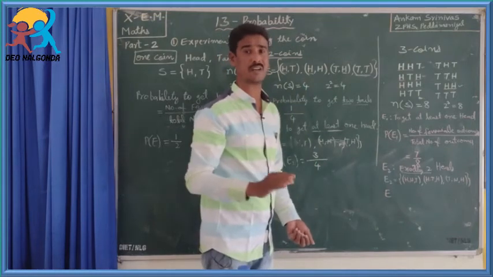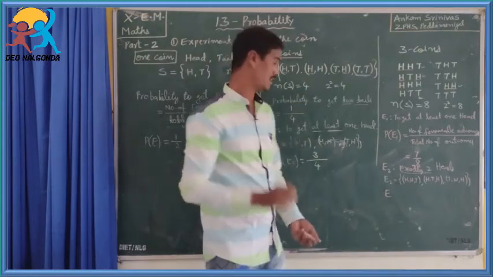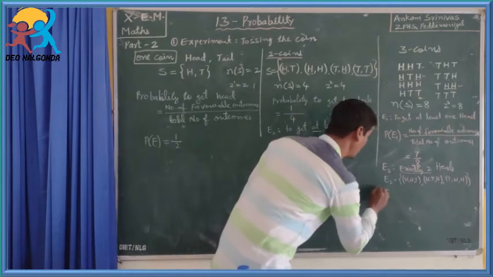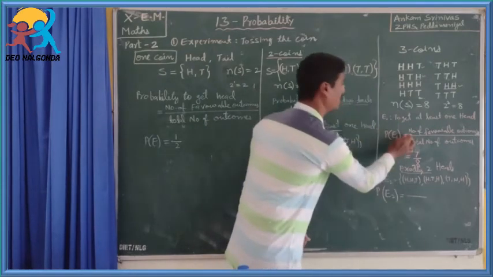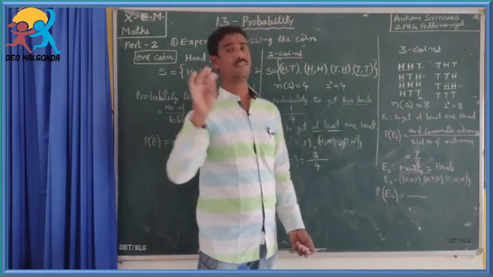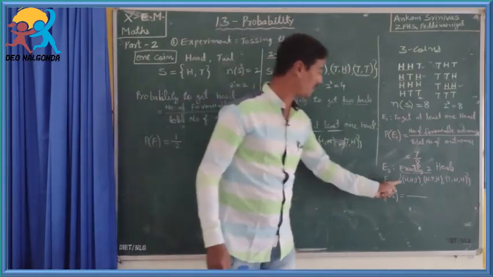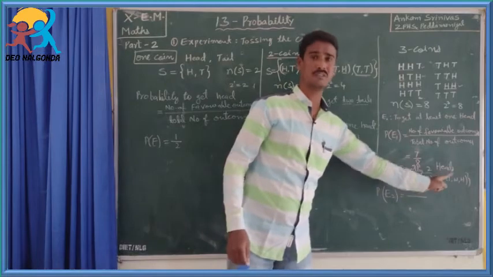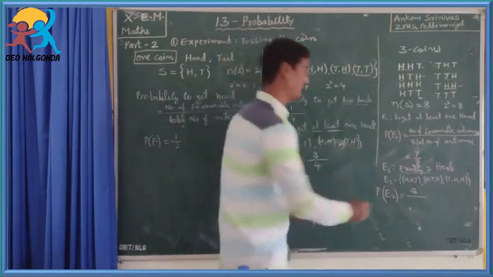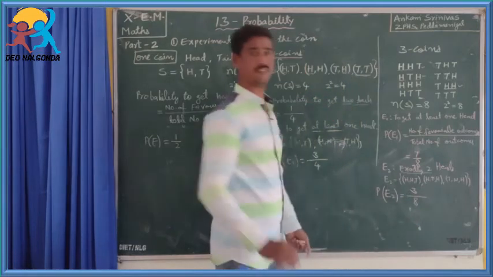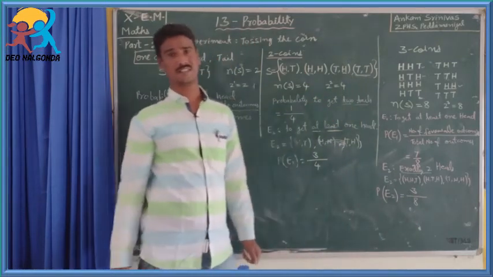The word is important, exactly 2 heads. So the probability of event 2 is equal to the number of favorable outcomes by the total number of outcomes. What is the number of favorable outcomes? 1, 2, 3. So 3 by the number of total outcomes, 8. Very easy, children. How easy, children?